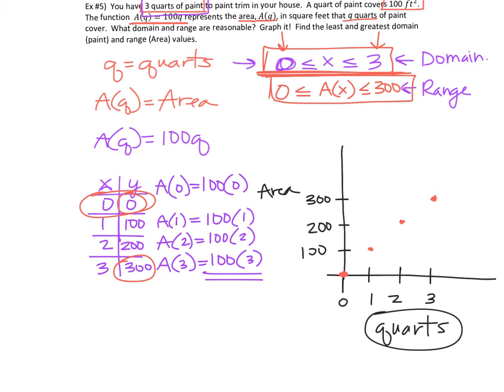So we're going to draw a line in, but here's the thing. We can't draw a continuing line, right? Why? You only have 3 quarts, right? So you can't go past that 3. So you just draw a segment, essentially. You just draw that in. Okay, and that would be your graph. Does that make sense?